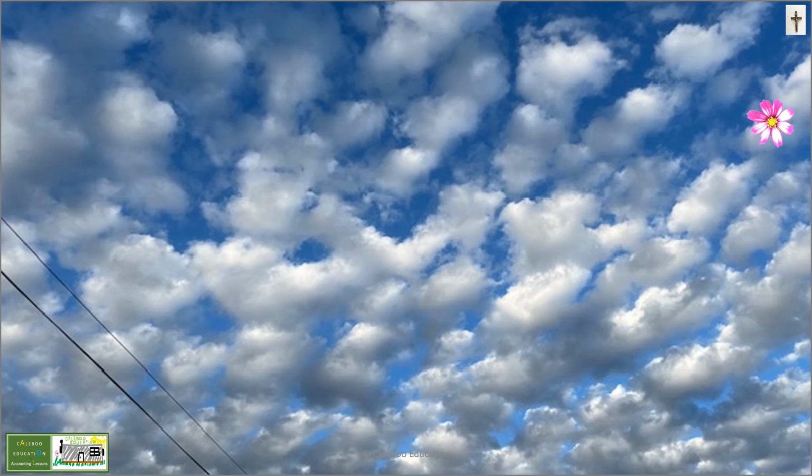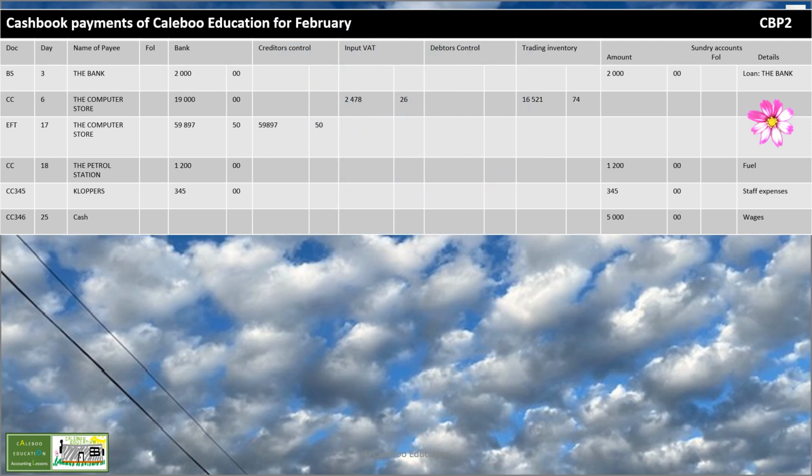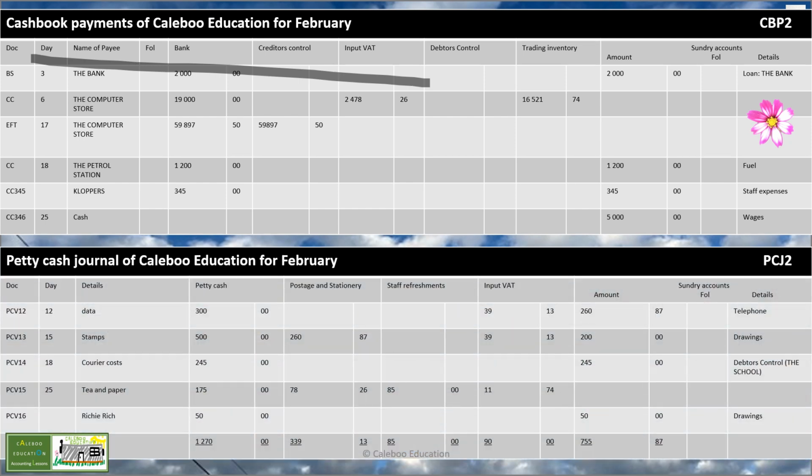Accounting in the clouds. Yeah, a couple more journals. There's a cash book payments once again for Calibre Education for February. I look forward to doing some journals with you. There's an example of a petty cash journal. So I think you've got the idea now. You know what the journals are and what they look like and where we're going.